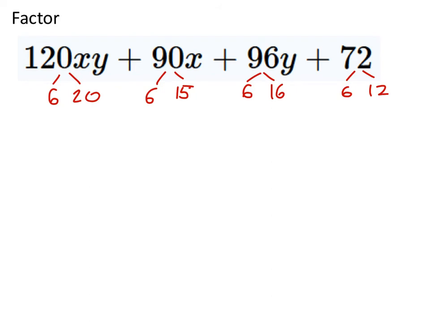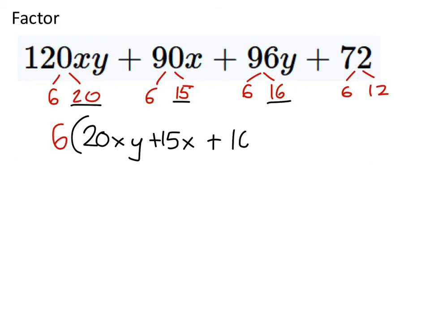So it looks like we got a 6 that is common for all 4 terms that I can factor out from, well, everything on this. But what do we have left over? So from this first term, I've got that 20 and the xy. And from the 90, I've got the 15. So 15x plus the 16y. And then in this last term, we got a 12.